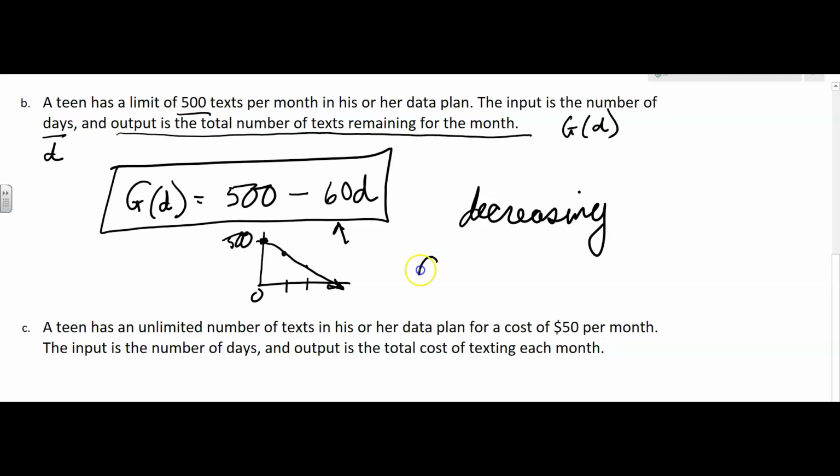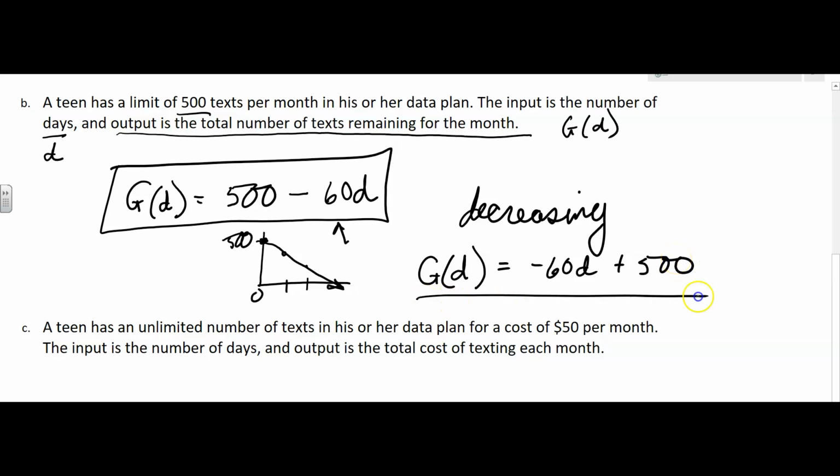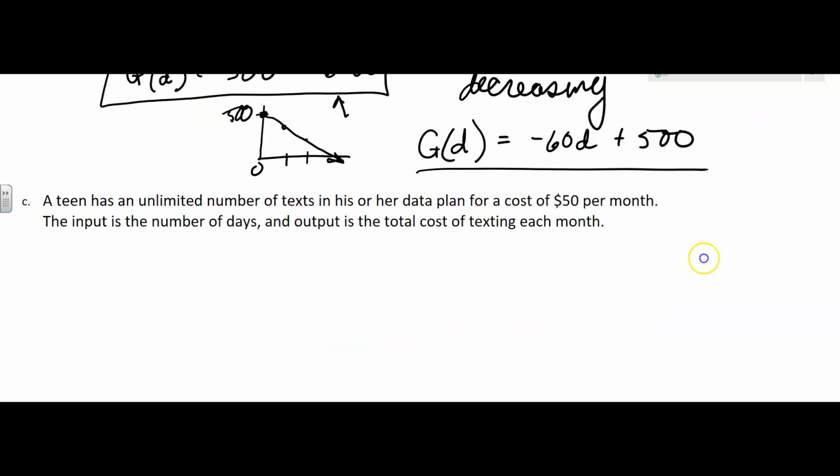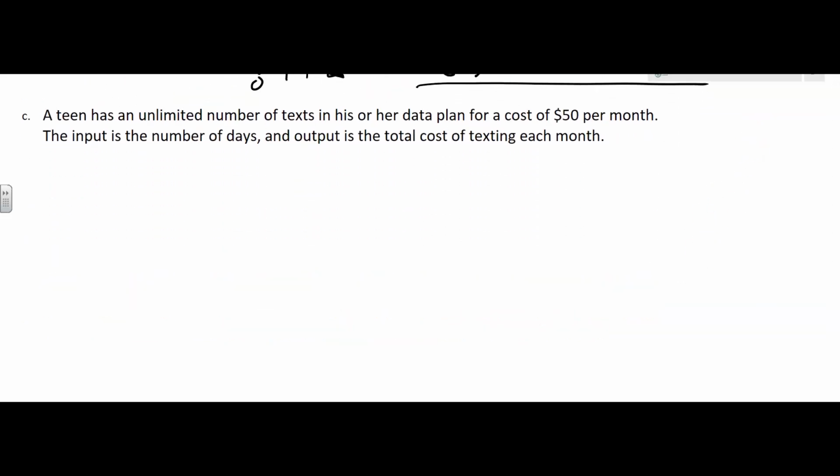You might be asking, well, could you write that as G of D equals negative 60D plus 500? Yeah, you could write it that way. It would be in the slope-intercept form. I don't know that you want to write it that way, but you could. Okay. So we have one more. A teen has an unlimited number of texts in his or her data plan for a cost of $50 per month. The input is the number of days. The output is the cost of texting each month.